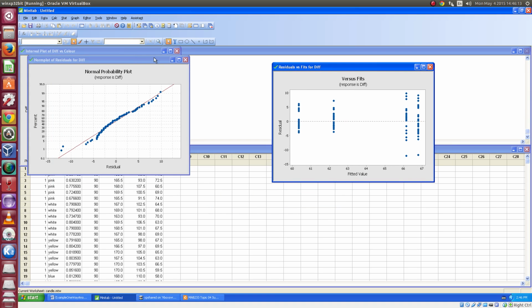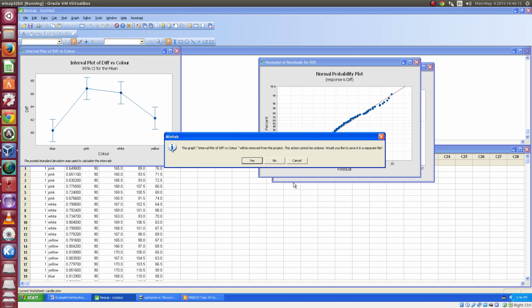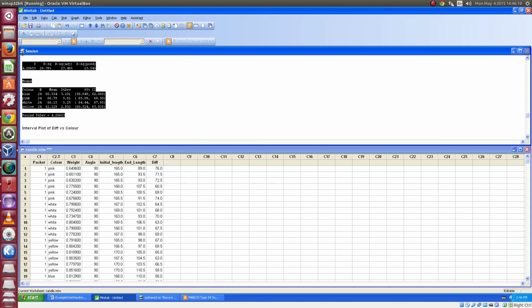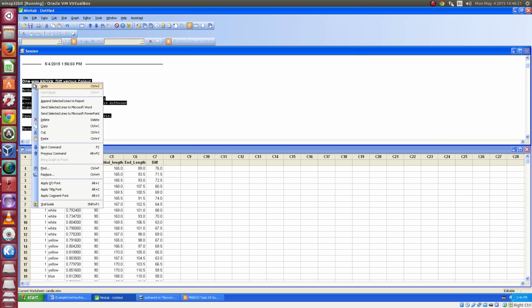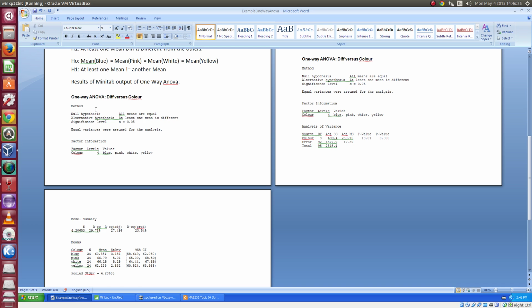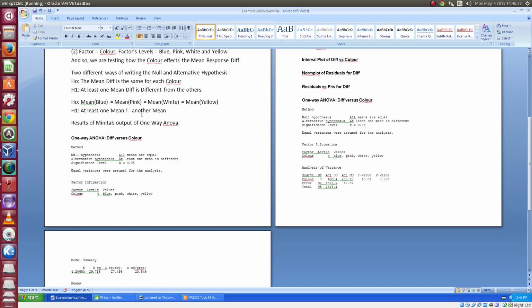Got a few graphs to come out. I'm just going to put them to the side for the moment. We don't need that one for this. And the first thing that we want to do is get a copy of this. So we're going to right click, send lines to Microsoft Word. I hope it went exactly where I wanted it to. So yes.